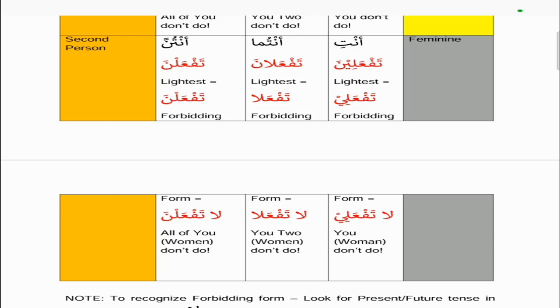And then antuma is the same as the antuma for the masculine. So the taf'alani is the original. Because it's an "any" combination alif noon, we just take the noon off to make it lighter, so it becomes taf'ala.